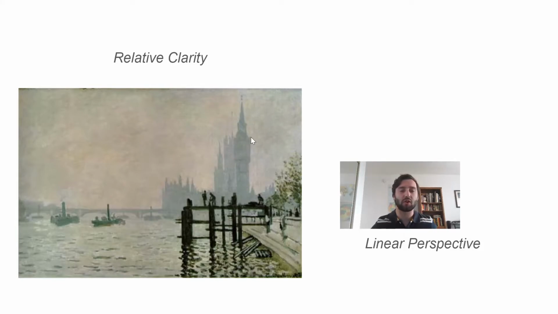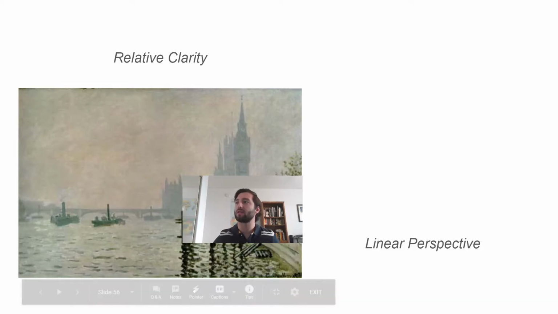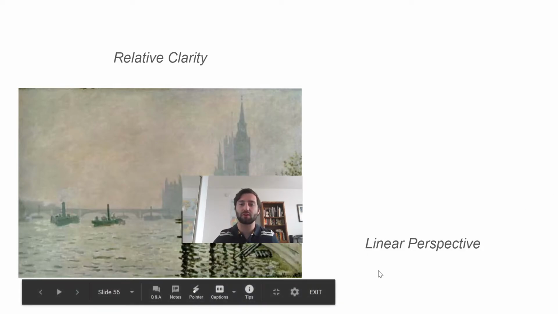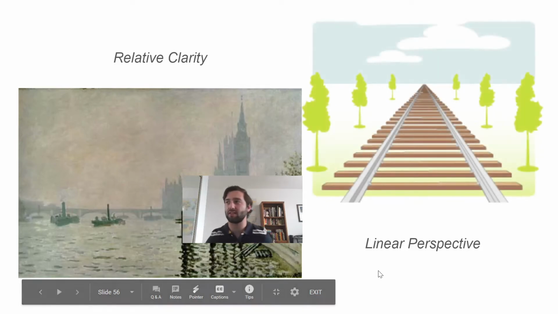Again, something that's far away, it's harder to see details. Something that's close up, it's easier to see details. So we use that to help us determine what's close and what's far. So relative clarity. Let's look at another example here. The next example is what is called linear perspective. So if I asked you, when you look at this image, what is closer to you?